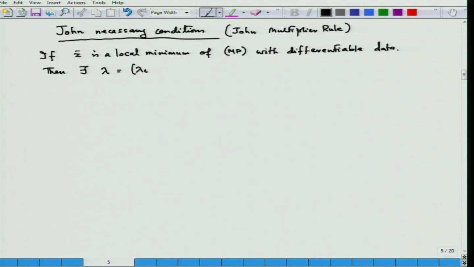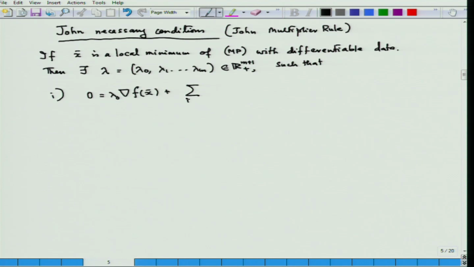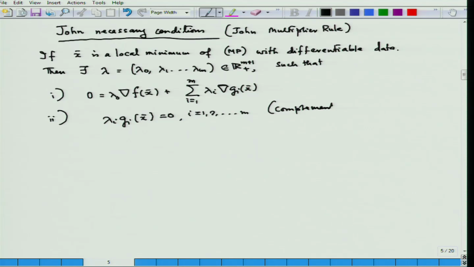lambda such that number 1. As I explained to you on the board in the last class, this condition is called the complementary slackness condition, that both Gi and lambda i cannot hold with strict inequalities at the same time. If one is strict, the other has to be 0.